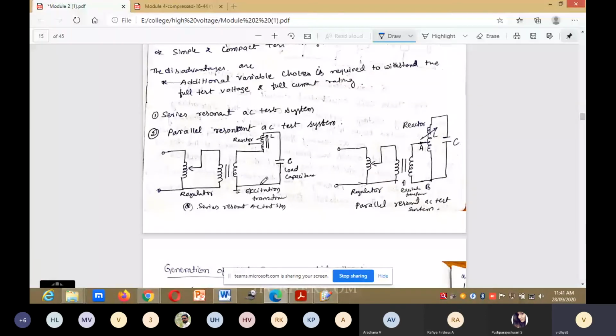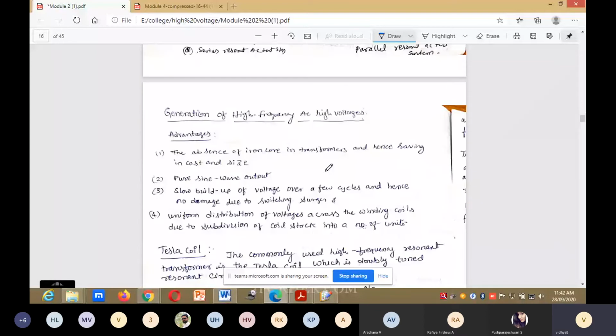Next, the series resonant AC test system. In the resonant circuit, resonant transformer, there are two types, series and parallel: the series resonant AC test system and the parallel resonant AC test system. Next, generation of high frequency AC high voltages.